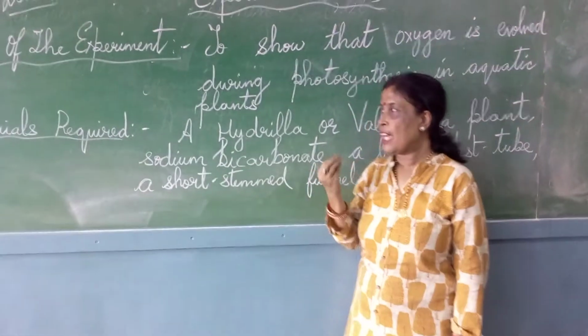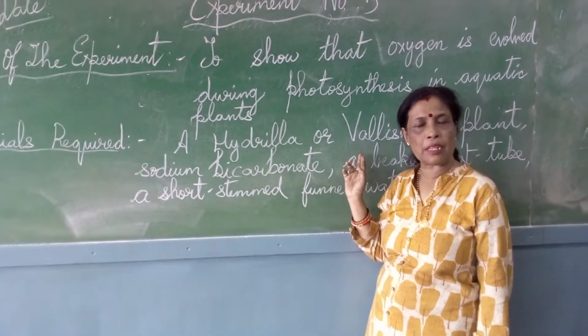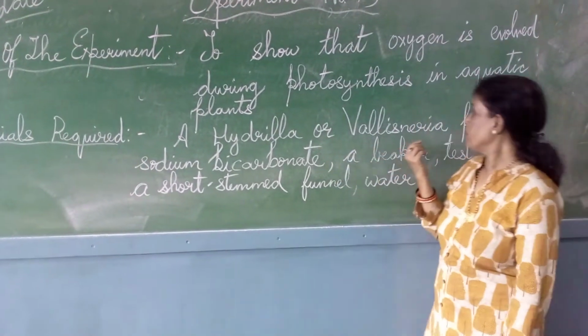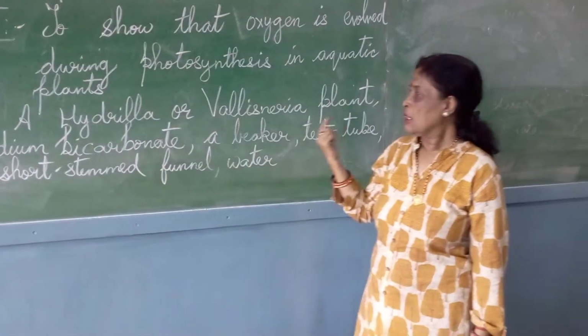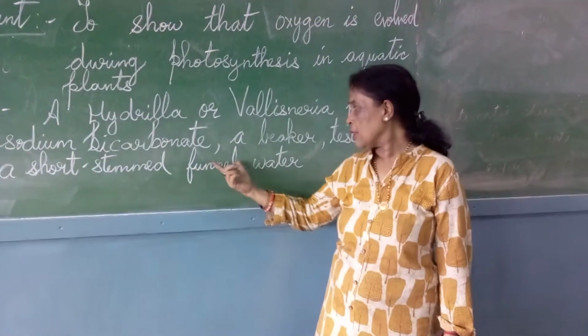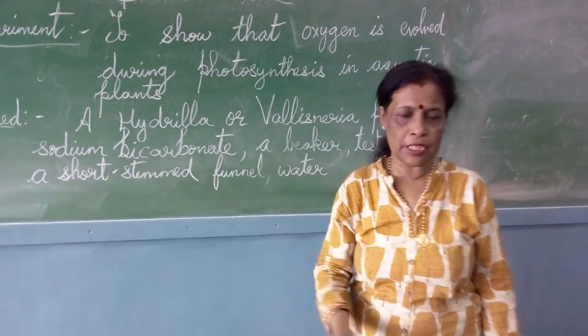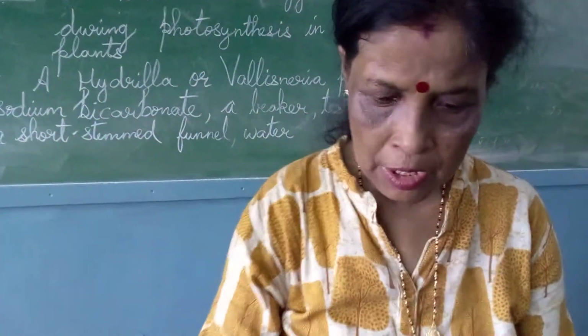Okay. For that, we require a Hydrilla or a Vallisneria plant, or you may take Elodea. You require a beaker, test tube, a short stem funnel, water and sodium bicarbonate. Let us proceed.